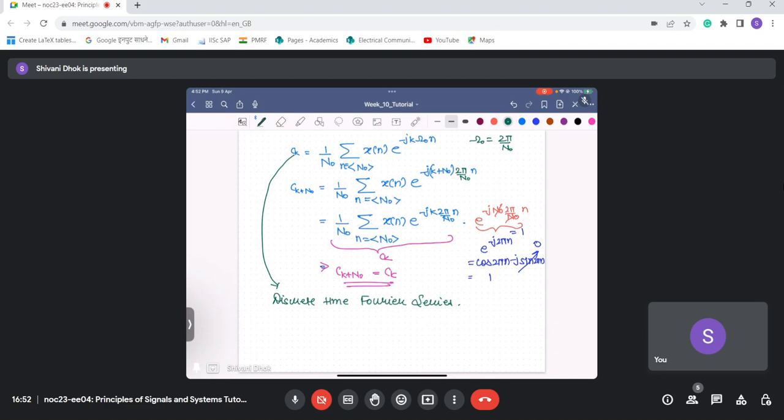CK are the coefficients. Okay, I got it. Right. Any other question?